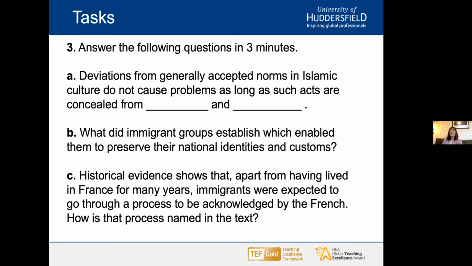Yes, the 3 minutes is over for this task. And I wonder whether you have been able to find the answers to the 3 questions. I'm not going to ask for answers again. Just raise your hands with the little symbols there, or use the thumb up if you could actually find the answers, or you think you found the answers for the 3 questions.